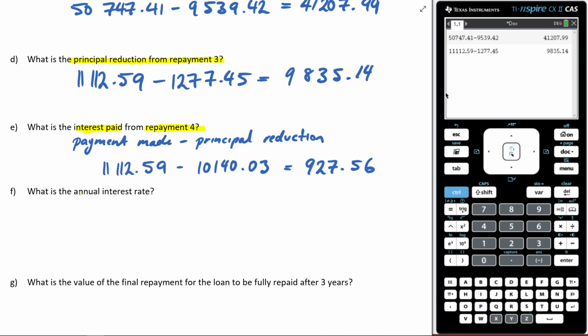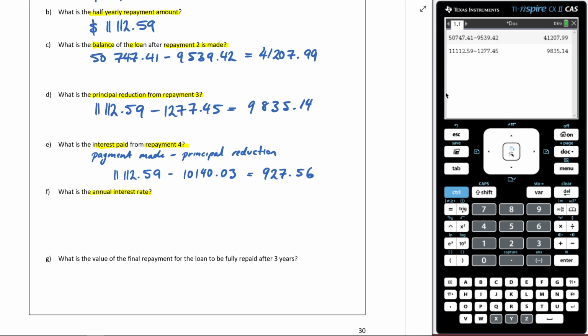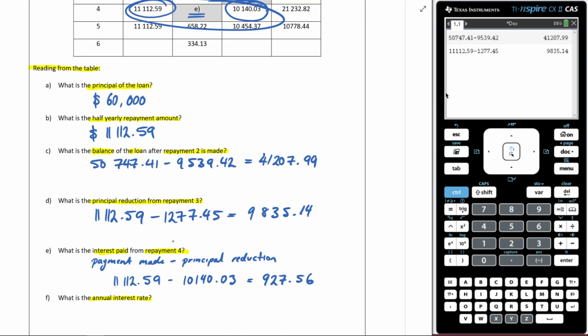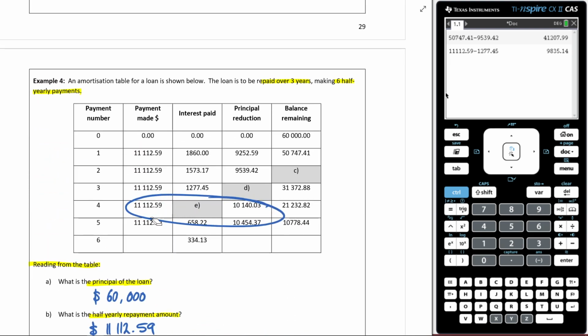This is a great question. What is the annual interest rate? All right, there's a couple of different ways of going about this. Let's clear the board. We need to figure out the interest rate here. How can we do that?